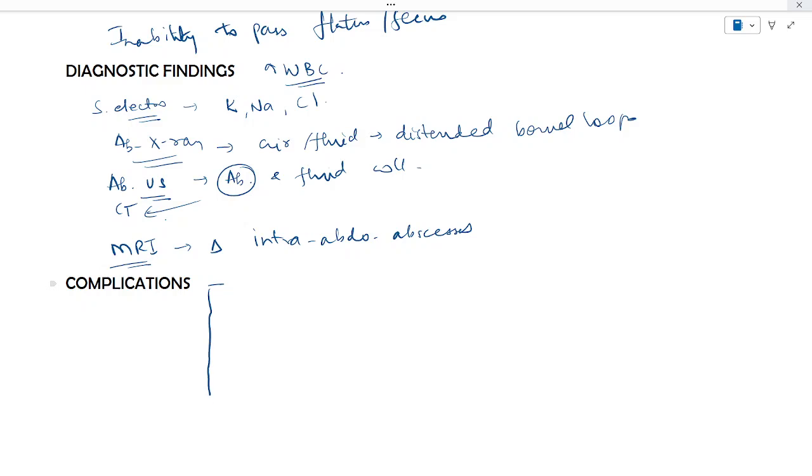Complications, three major complications that are seen with peritonitis. One is sepsis, second is shock, and next is intestinal obstruction.